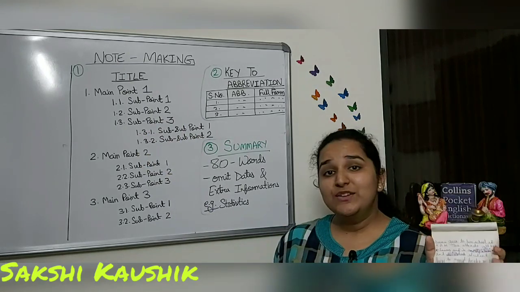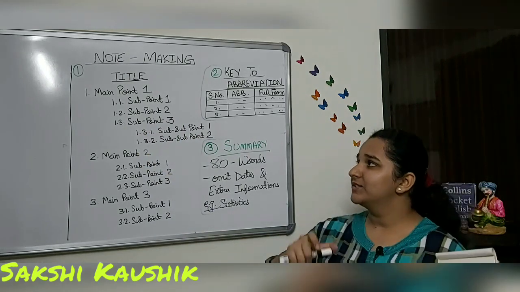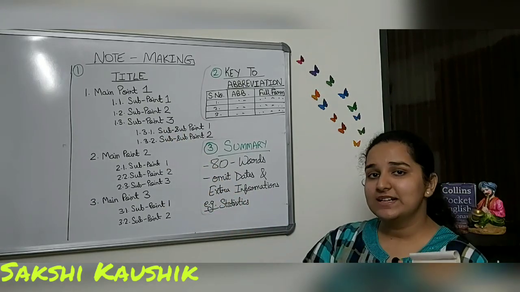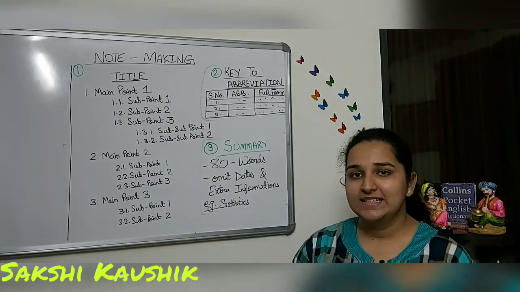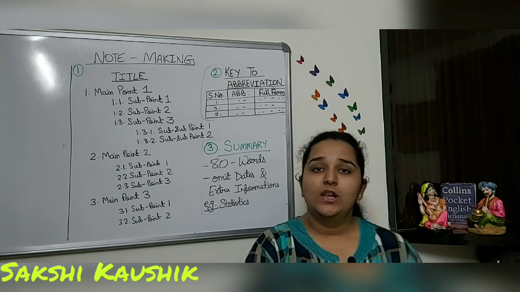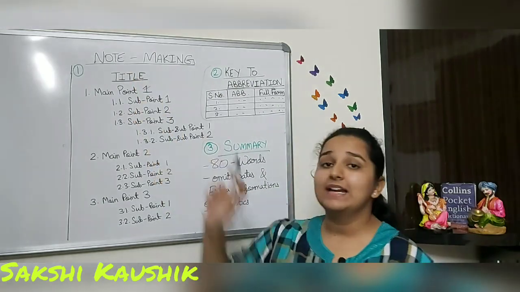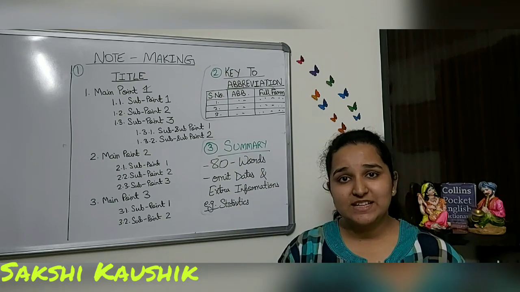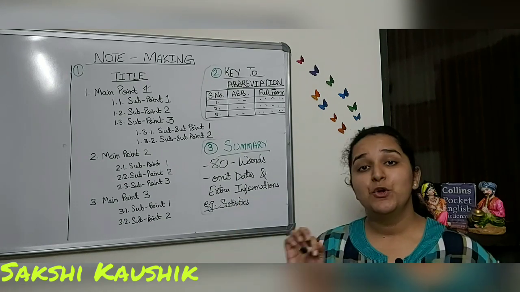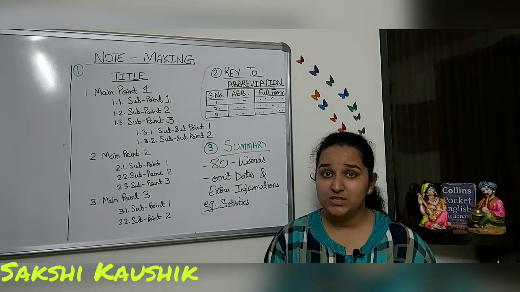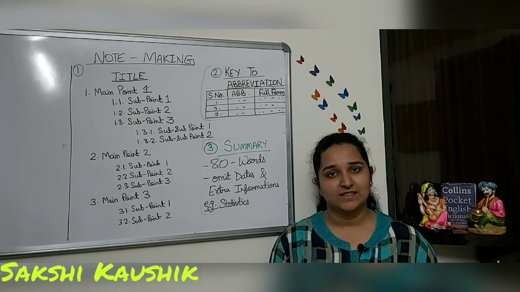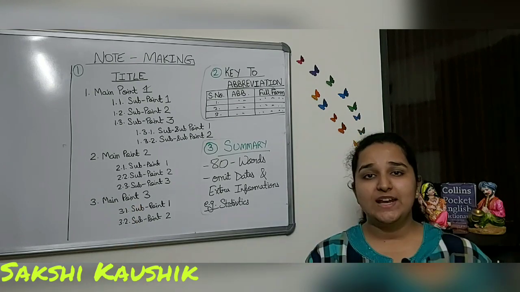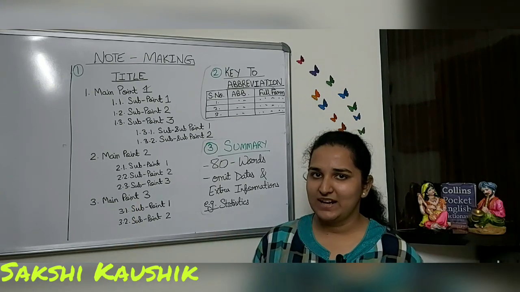So if we come back to this example, let us try and put in the things from this paragraph to these titles, right? So first of all, we have to give a title to our note making. As soon as you have read the paragraph that has been provided to you, you have to think of a very suitable and a crisp title. The title should not be a long story. It should be very crisp, clear and attractive.